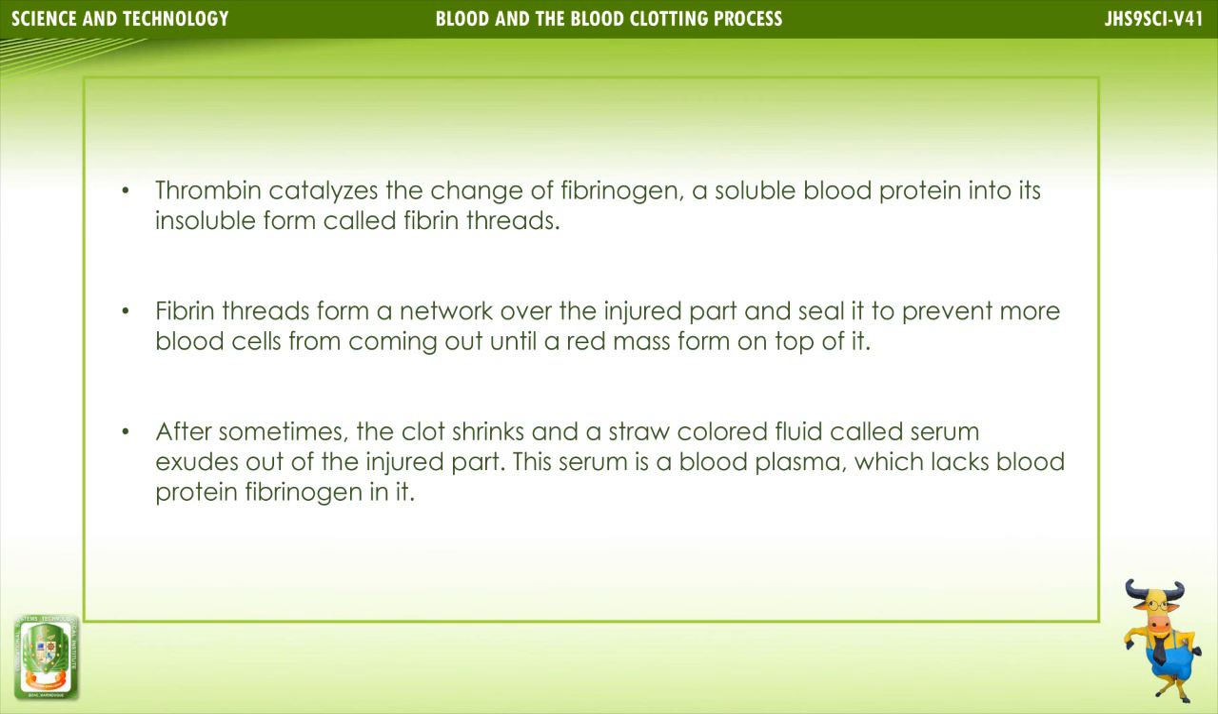Next, thrombin catalyzes the change of fibrinogen, a soluble blood protein, into its insoluble form called fibrin threads. Next, fibrin threads form a network over the injured part and seal it to prevent more blood cells from coming out until a red mass forms on top of it. And lastly, after some time, the clot shrinks and straw-colored fluid called serum exudes out of the injured part. This serum is a blood plasma which lacks blood protein fibrinogen in it.